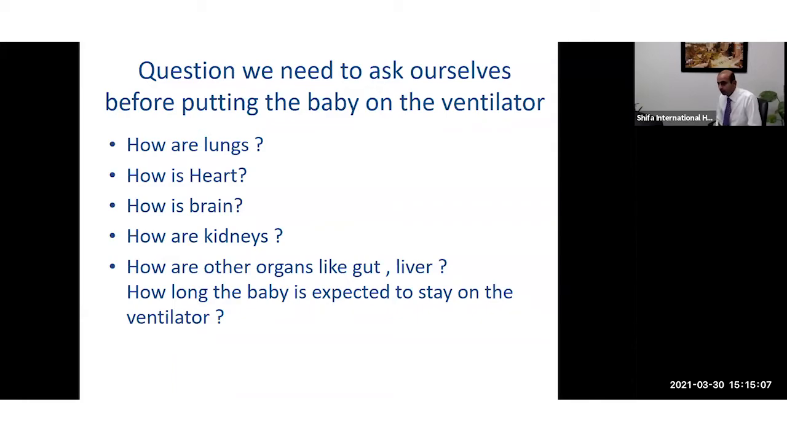So these are all different questions that we have to ask ourselves when we're putting the baby on the ventilator, because these are the questions which will help us in deciding what ventilation mode and what ventilation settings we should be using when we start the baby on ventilation. And as we go along during the period of mechanical ventilation, we still need to keep thinking of all these questions and then adjust our ventilation strategies based on the answers to these questions, and also based on the blood gases and the clinical status of the patient.